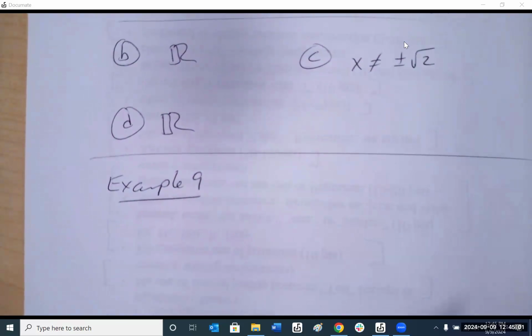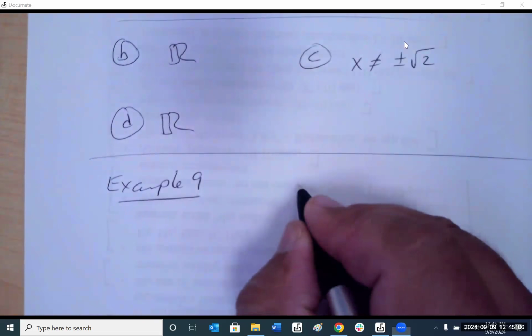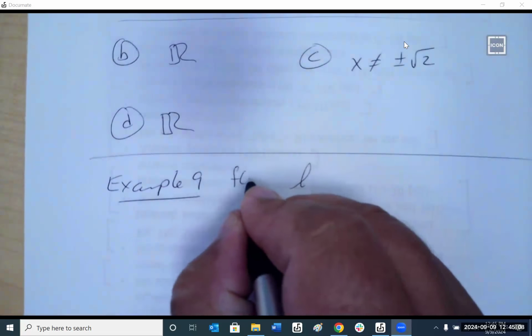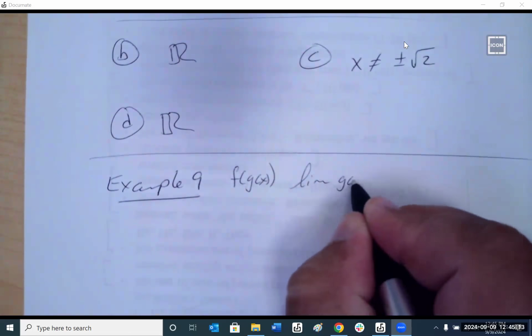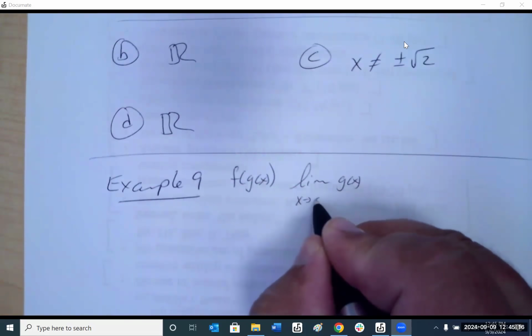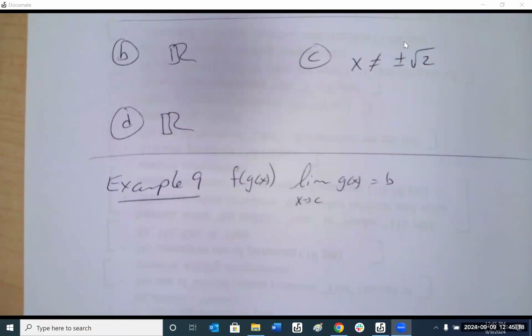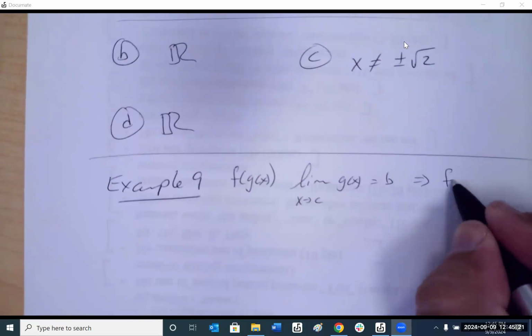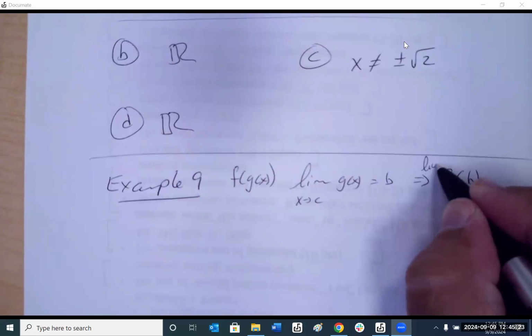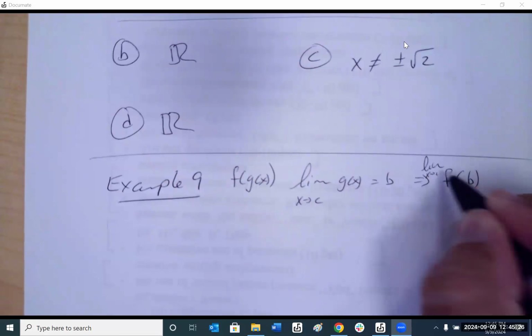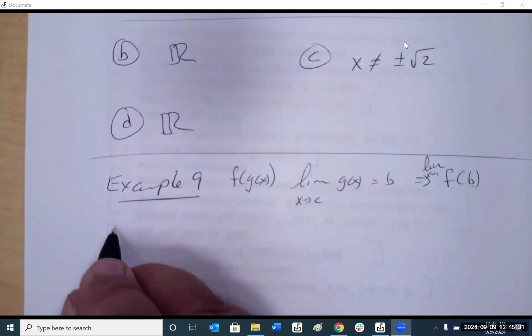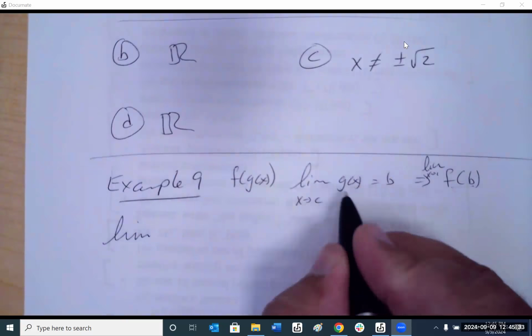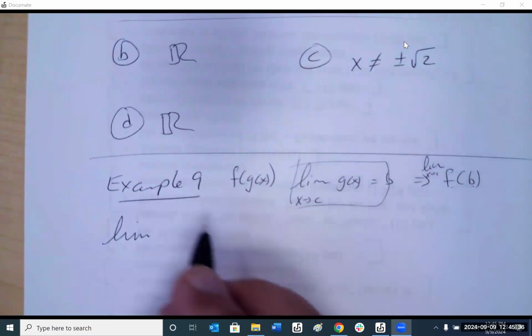Example 9. Apply theorem 10. That's what pretty much I told you. If we have f of g of x, and the limit of g of x as x approaches c is equal to b, then we have f of the limit as x approaches c again, of this one. So let's look at what this means. The limit basically means work on the inside out.